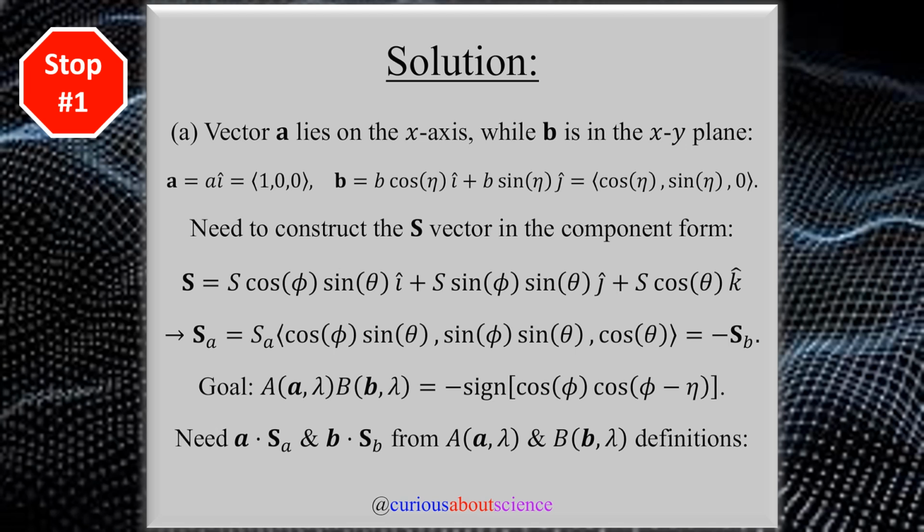Okay, so to start this solution, what we need to first do is construct vectors A and B in component form based on the figure that was given to us. Since vector A lies on the x-axis, we know that it's only some magnitude in the i direction, because that's the x direction. Since we're unitizing this, we can just put 1, 0, 0 as the vector.